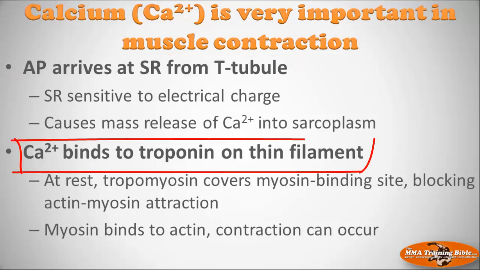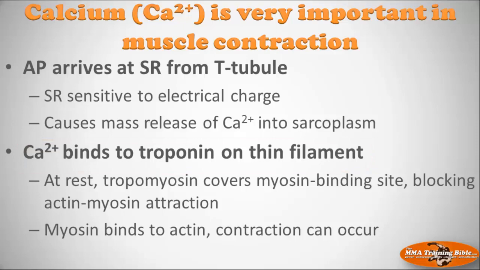Calcium then is going to bind with troponin on the thin filament of actin, and when calcium binds with troponin, which is also attached to tropomyosin, it will pull tropomyosin away from actin, and it will expose a binding site on actin which myosin can then bind to. And then myosin will bind to actin, and this allows contraction to occur.